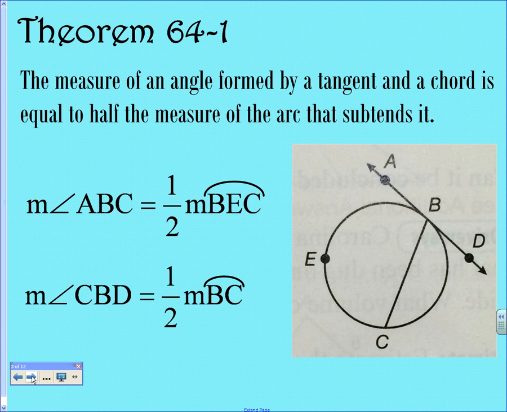It says the measure of an angle formed by a tangent and a chord is equal to half the measure of the arc that it subtends. Or that subtends it.